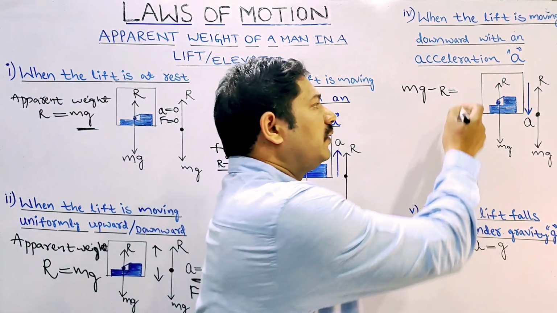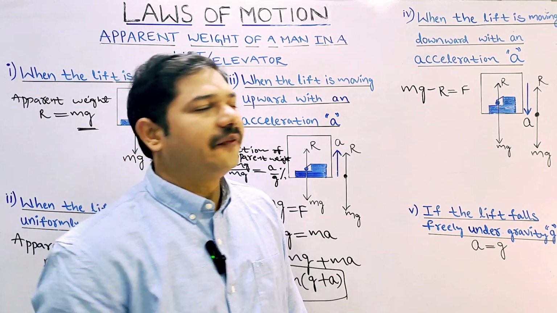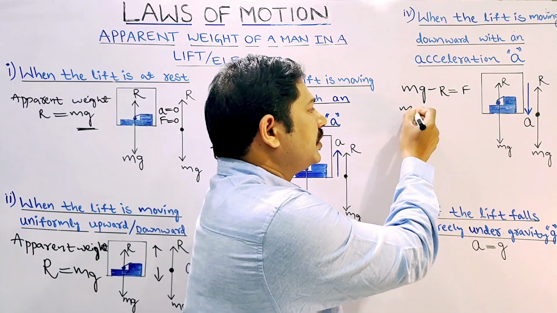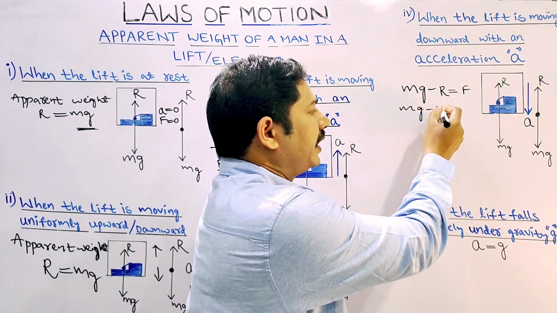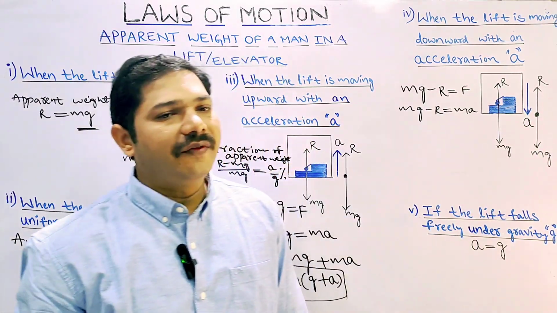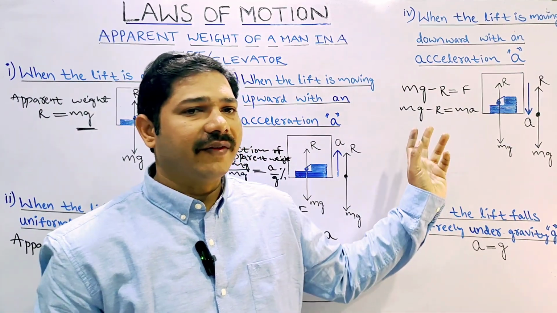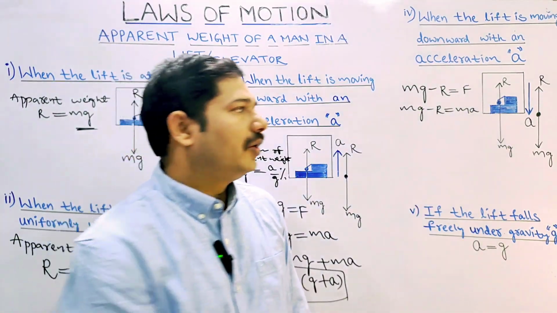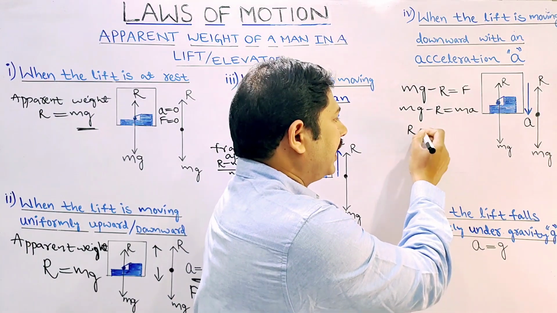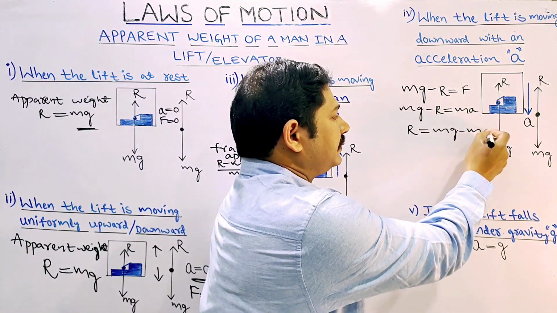And the resultant force is F. Now you can substitute F with what acceleration it is moving: ma. So F equals ma. Now this R, sending that to the other side, it becomes positive. So R equals mg minus ma.